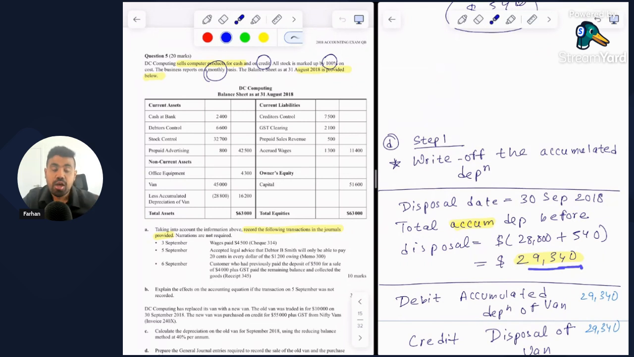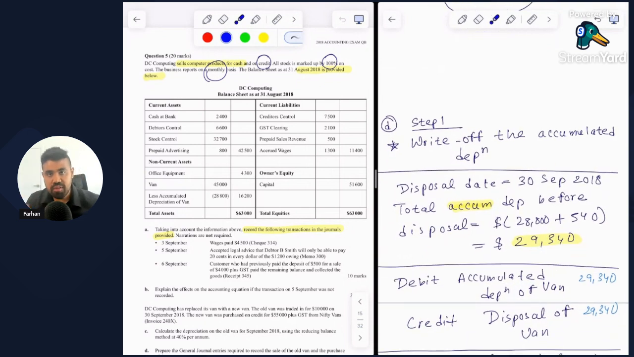So what you're doing there is you're increasing the expenses, and then you are increasing the accumulated depreciation of van by crediting it. But like I said, now that you are removing it or writing it off, you have to do the opposite of what you originally do when it goes up. So what you're going to do, you have to debit it to reflect that reduction, which no longer exists in the books. So debit accumulated depreciation of van by 29,340. Okay. And the corresponding credit entry is going to be the disposal of the relevant asset, which in this case is the van. So the credit entry is disposal of van by 29,340.